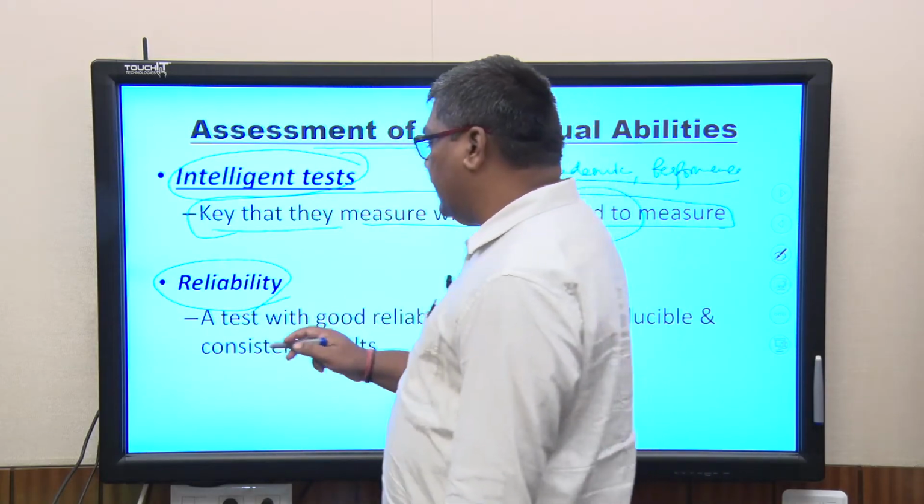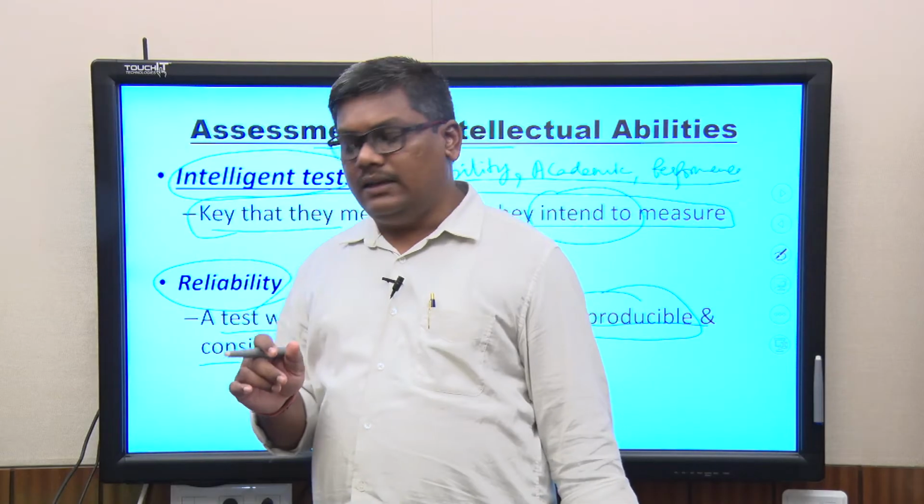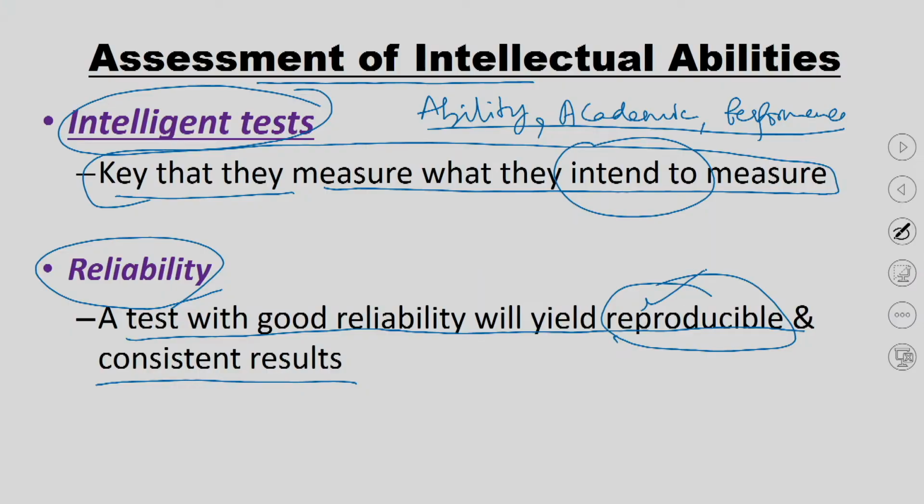So, the concept of reliability is defined as a test with good reliability will yield reproducible and consistent results. The key words here are reproducible, which means that in a cloth example, if we take the cloth and we measure it across 6 or 7 shops, the measurement will be more or less same. Or if we get a cloth from one shop and take it to the other shop and ask them to measure it, it will be same, the 1 meter, 2 meter, whatever you are buying, it would be same, and that is reliability, that is reproducible. And consistent results, consistent in the sense that across time.